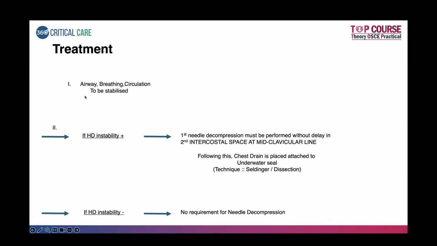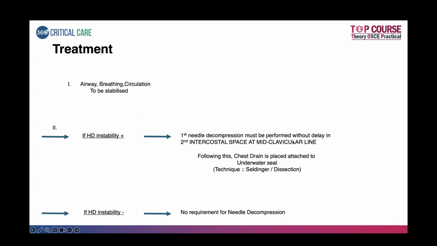So the treatment: the first part of it is that airway, breathing and circulation need to be stabilized. If hemodynamically unstable, first you need to do needle decompression without delay in the second intercostal space at the mid-clavicular line. Following this, the chest drain is placed attached to the water seal. The technique can be either a Seldinger technique or a dissection-based technique. If there is no hemodynamic instability, then there is no requirement for a needle decompression.